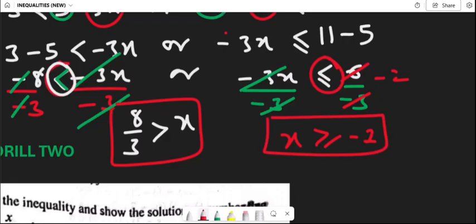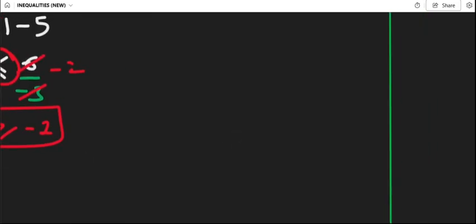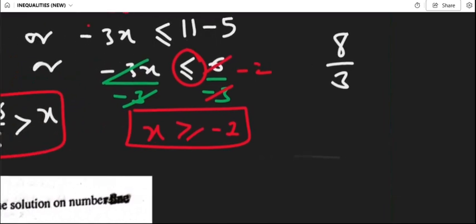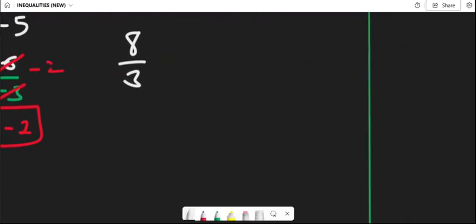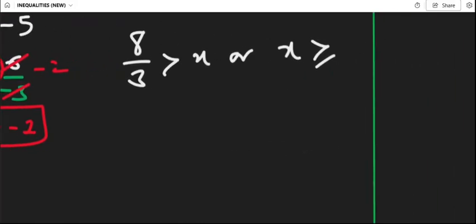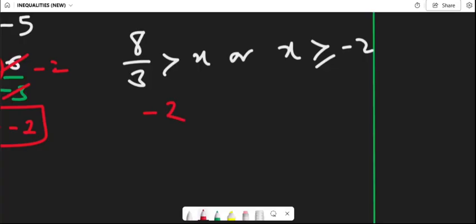So representing this on a number line, at first I have 8 over 3 greater than x, and the same x greater than or equals to minus 2. So let's try to represent this by combining them together. For me to combine them, I'm going to have minus 2 less than or equals to x, then less than 8 over 3. I've combined the two answers I have.